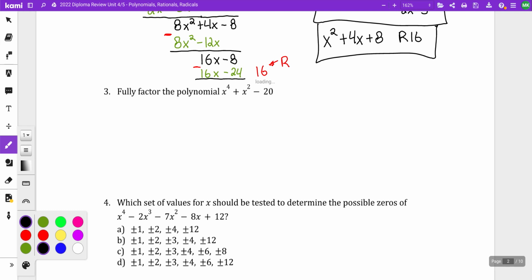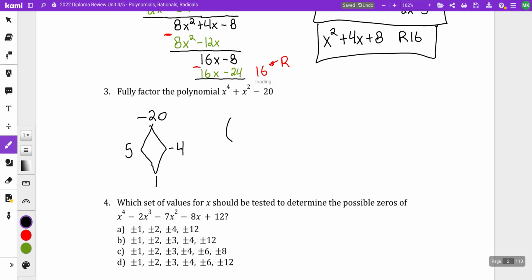Diamond method. And you can diamond method that thing. So you're looking for things that multiply to be negative 20 and add to be positive 1. Things that multiply to be negative 20 and add to be positive 1 are 5 and negative 4. The difference here is when you factor this, normally we would say x plus 5, x minus 4, but that's not going to work here.